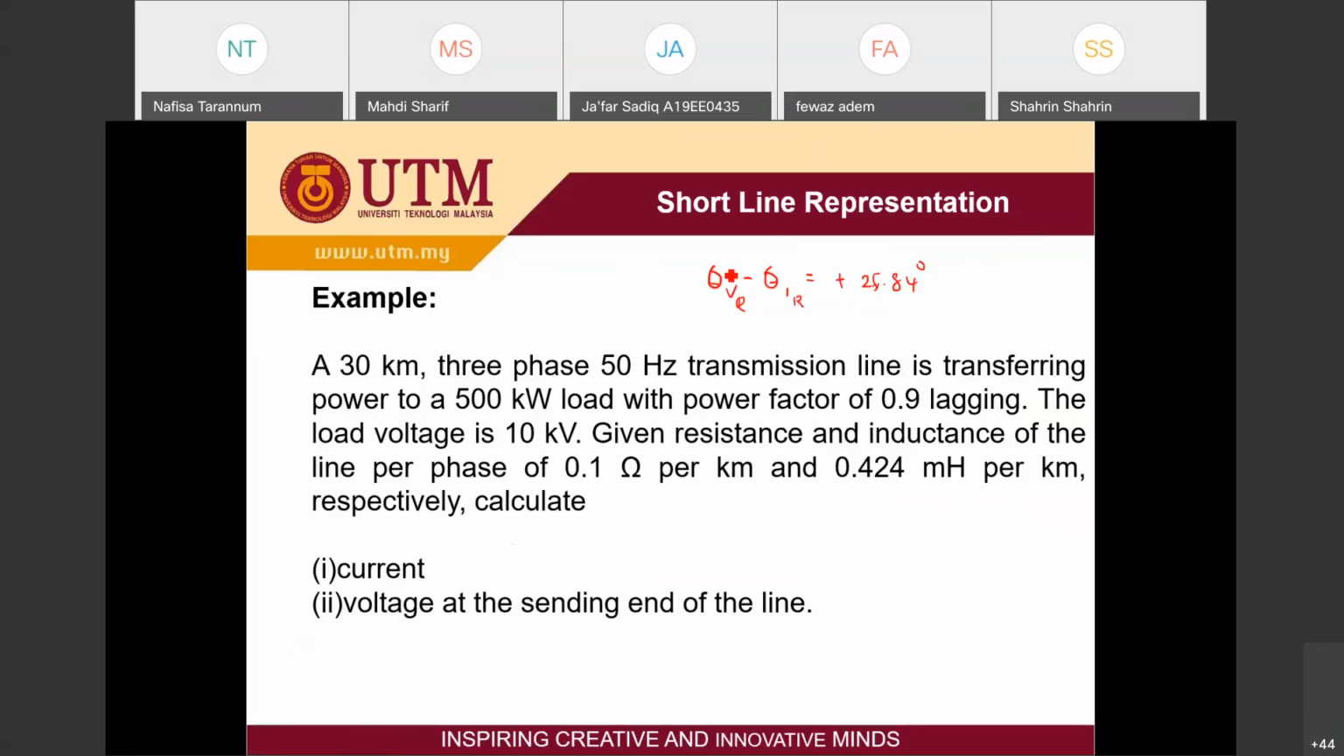Okay, and we know that theta V is actually our reference, so the angle is 0. So 0 angle minus theta IR is equal to positive 25.84. That's why my theta IR, the angle of the current at the receiving end, is negative 25.84 degrees. So my IR is 32 ampere with an angle of negative 25.84 degrees.